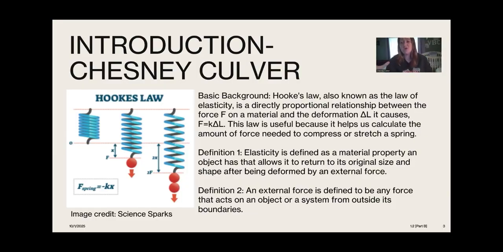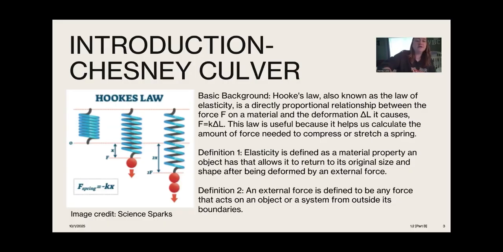So let's break down that equation just a little bit. Like I said earlier, force is represented by the variable F. Then we said deformation, delta L. When we're talking about deformation, we've defined it earlier in the course, but just as a reminder, deformation is talking about the change in something.